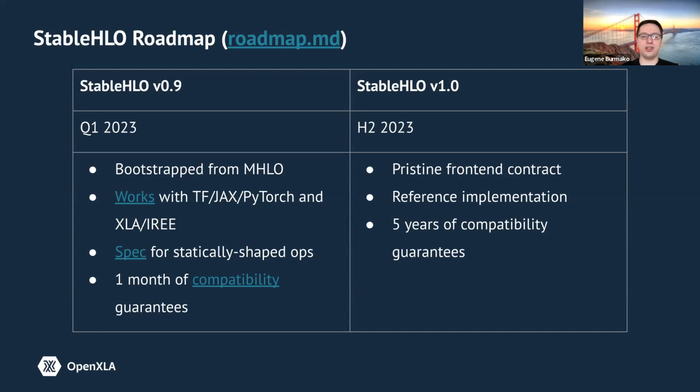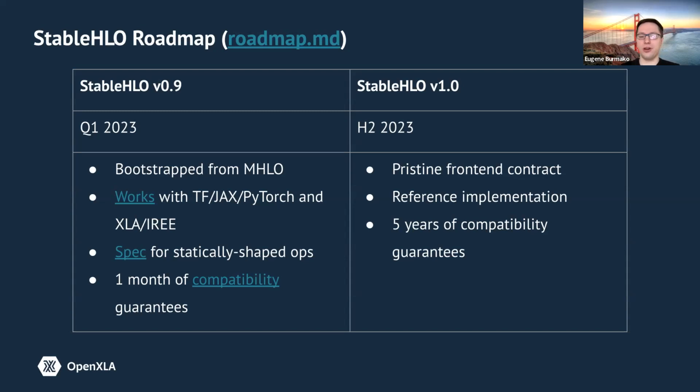We're putting the finishing touches to the implementation of compatibility, and we'll soon be ready to start providing 1 month of compatibility guarantees. After releasing 0.9, we will give the project some time to mature, clean up the implementation, use compatibility in practice while making changes, and introduce some more new features. So we discussed quantization and sparsity today in a lot of detail. And then in the second half of 2023, we're planning to release 1.0, providing 5 years of compatibility, as discussed in the corresponding RFC last year.